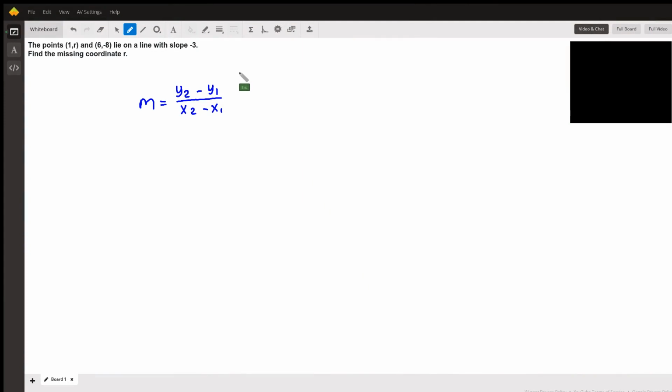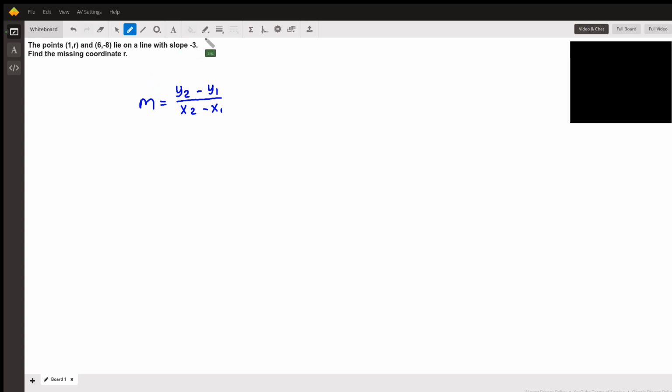The points (1, r) and (6, -8) lie on a line with a slope of -3. Find the missing coordinate r. So to find the missing coordinate r, we're going to start by plugging all of our given information into the slope formula, which is shown here in blue. So all the information, including our slope.